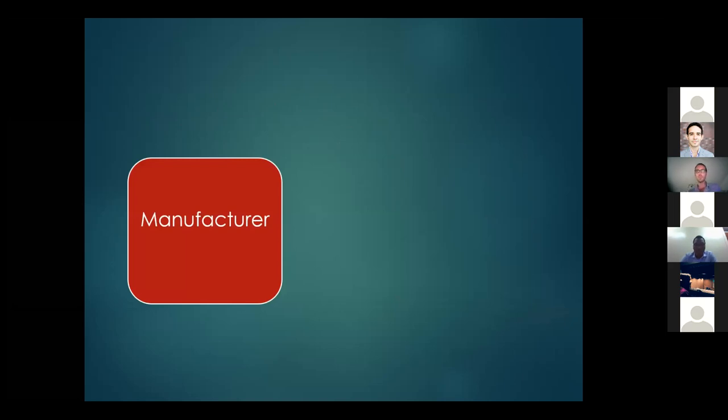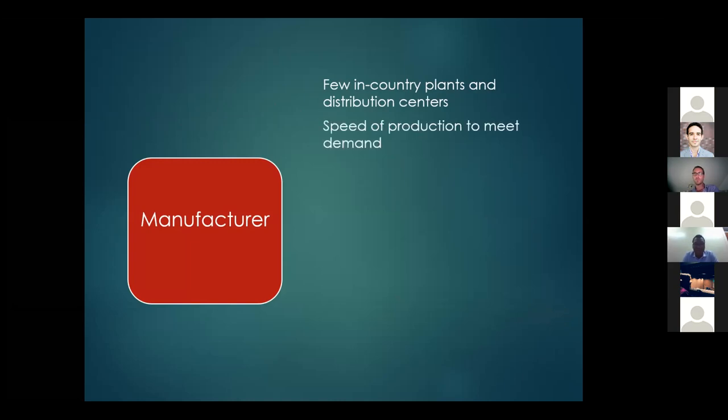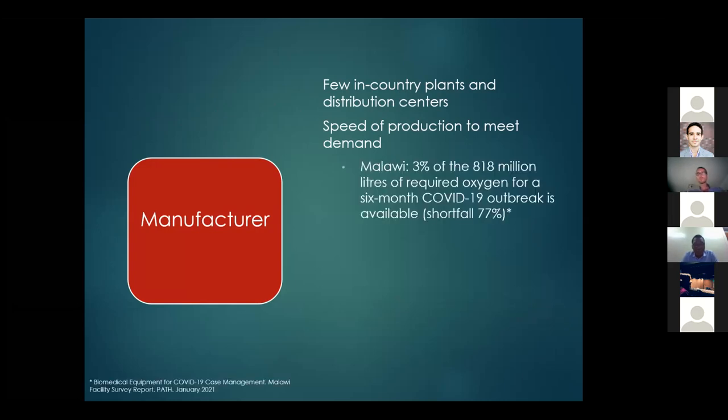And on a manufacturer level, there are several challenges that can be seen in different low resource settings. For example, several countries have very few in-country plants as well as distribution centers. A good example, in Malawi, the main supplier of oxygen, Afrox, only has two centers for oxygen generation. And also the speed of production to meet the demand. During the peak of the pandemic, we had a challenge where production of oxygen was minimal. And looking at the estimates of the ability to generate oxygen in Malawi, only 3% of the 818 million liters of required oxygen were available in the peak of the oxygen pandemic. So there were huge, huge shortfalls from there.